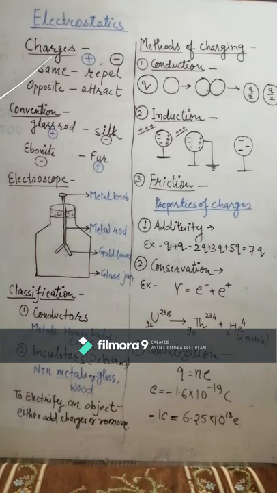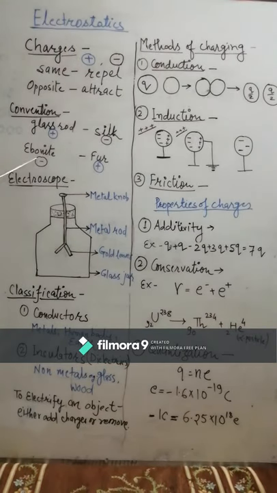Charge is the property of material by virtue of which it can exert force on other objects and can respond to the force. We know there are two types of charges, positive and negative. Same charges repel each other and opposite charges attract each other. Conversion of charge is, if a glass rod is rubbed with silk cloth, the glass rod will attain positive charge and the silk cloth will attain negative charge.